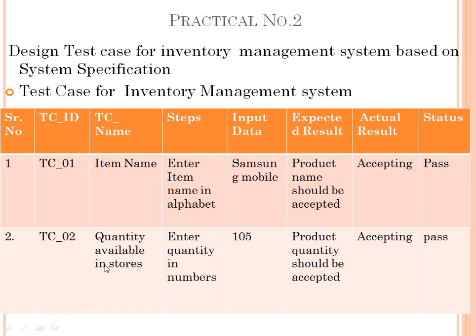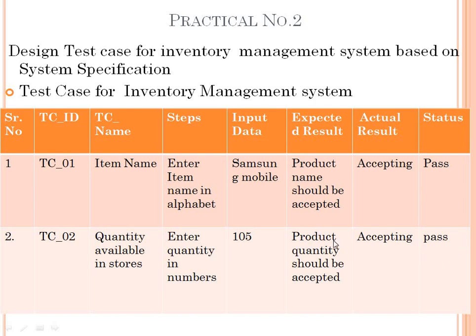Then the second test case, test case number two, the test case name is quantity available in stores, steps enter the quantity in numbers. Here the input data is 105, expected result is product quantity should be accepted. Here our only requirement is 105. If the actual result is accepting, then status is pass.